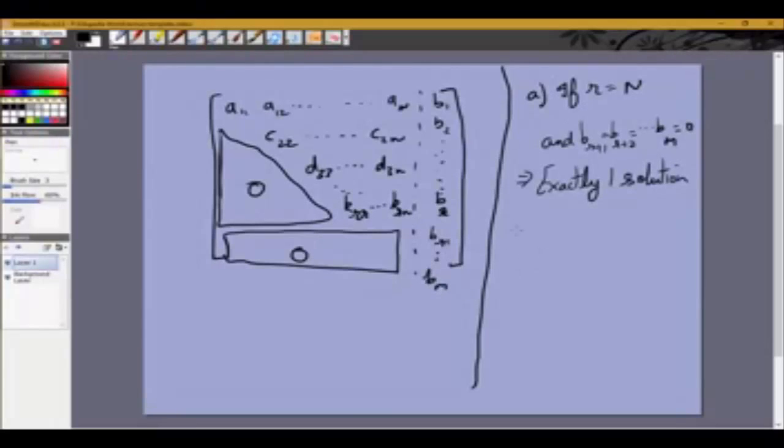Right. The second case, if R is less than N, that means you actually have 2 or 3 terms here, right? If R is less than N and BR plus 1 is equal to BR plus 2 is equal to dot dot dot BM is equal to 0. These terms are 0, but this is not just one term, these are like 3 terms. Then you have infinite solutions. I hope this is becoming clearer to you now.